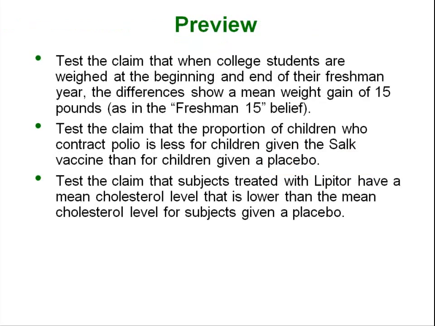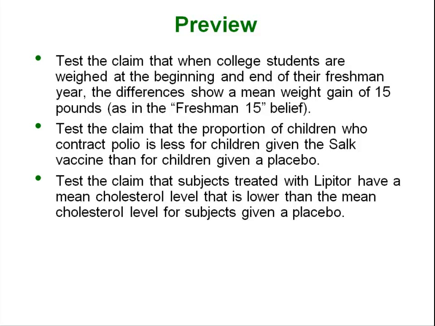Two samples. Some examples that we could use these techniques for would be testing the claim that when college students are weighed at the beginning and end of their freshman year, the differences show a mean weight gain of 15 pounds. This is commonly known as the freshman 15, that people think that freshmen always put on 15 pounds. It's usually because they're living in the dorms and they're eating the fatty, carb-filled food that you find in dorms. And plus they probably are drinking a lot more and getting all those empty calories as well.